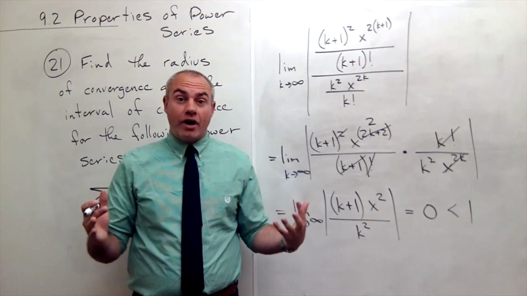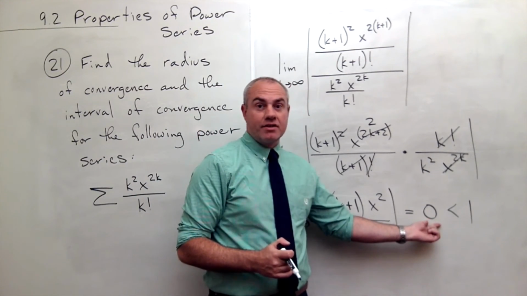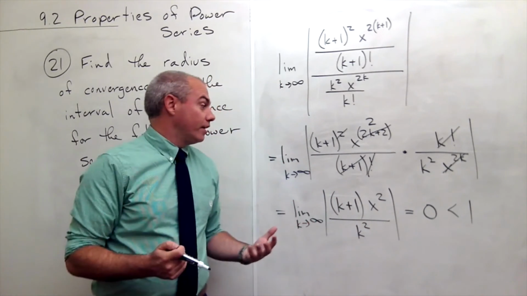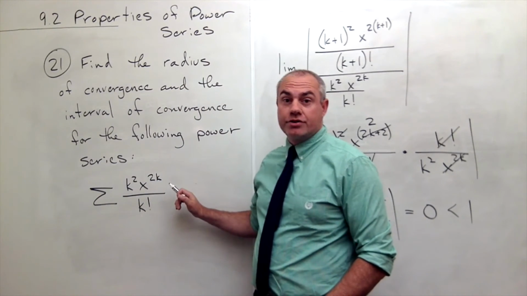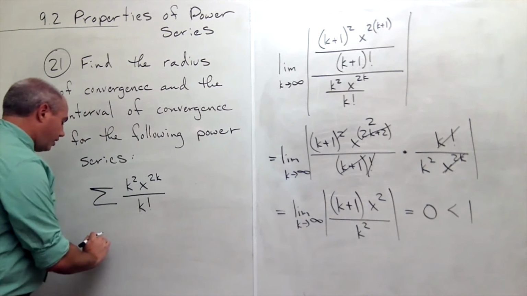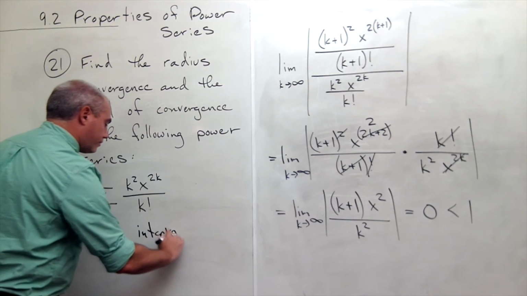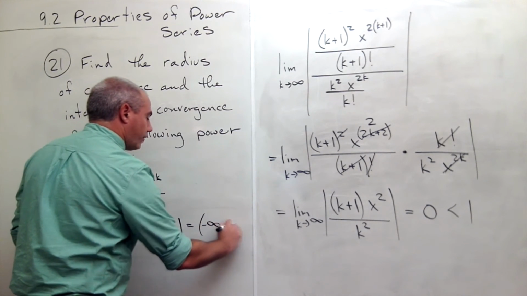So whatever I use for x, I get a 0 out of the ratio test, which means no matter what value of x I have, this series over here will converge. So this thing converges on the interval minus infinity all the way to infinity.